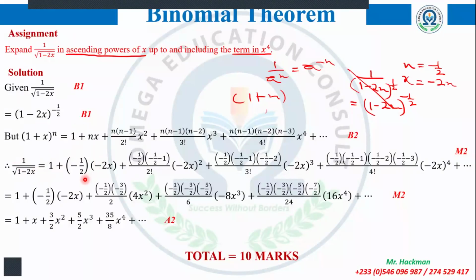The first will be substitution. 1 plus, your n is this, your x is what you have here. So you just substitute. Wherever you see n, it is minus half. Wherever you see x, it is minus 2x. So just substitute that into the formula. And you can see that in our previous examples, the one that we did in our previous lesson, we ended at the term in x cubed. Here is x to the power 4, so you have one extra term.